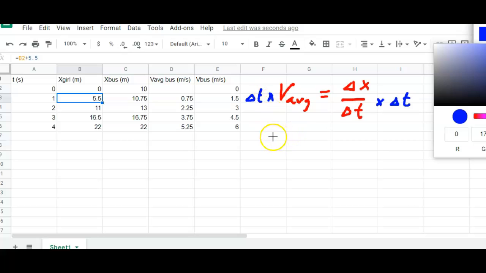Then when we rewrite this, we could say the average velocity times delta t is equal to delta x. So now our change in position is going to be the velocity multiplied by this change in time. So let's put that into our spreadsheet so we can do that together.